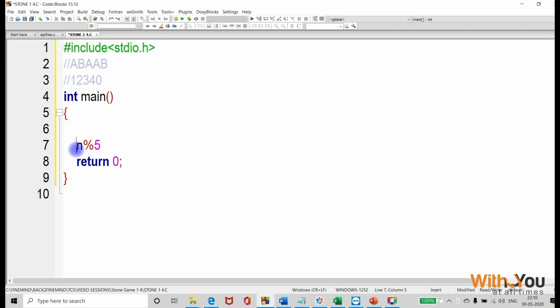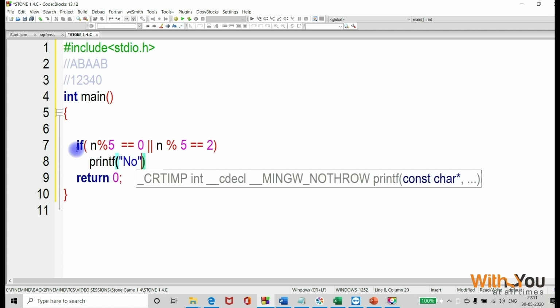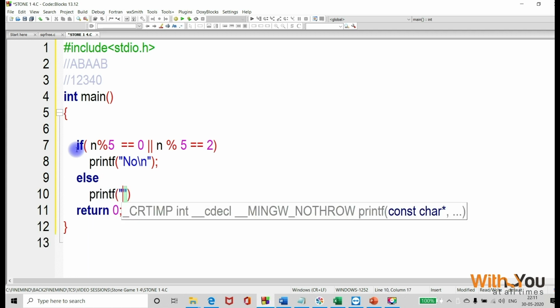So now I can just say here, if my n modulo 5 equals 0 or n modulo 5 equals 2, I can say no. You can even put it in a ternary operator, but it's fine. Print no, \n, because you would find that multiple outputs have to be there. Else printf n. This is all the code is.